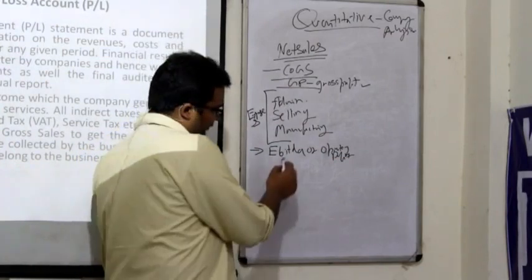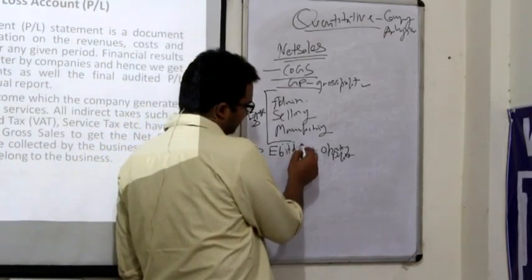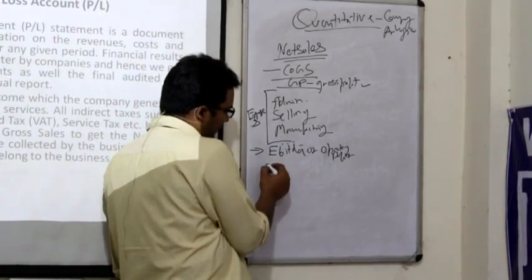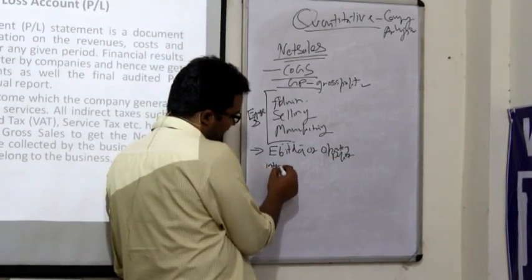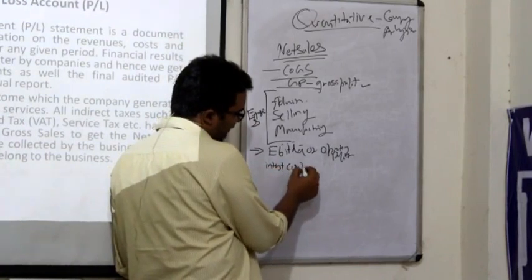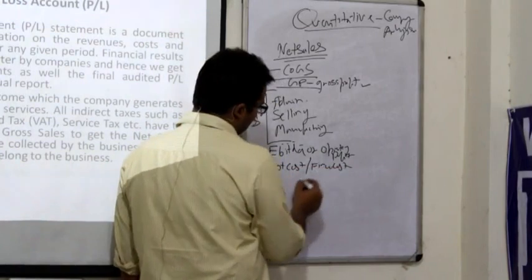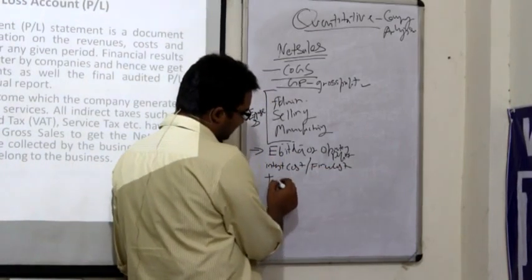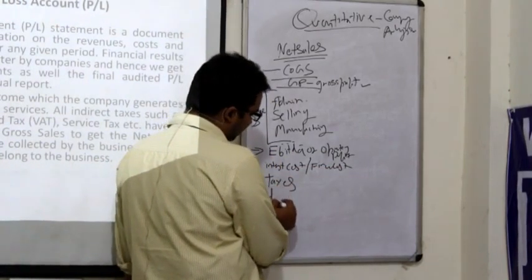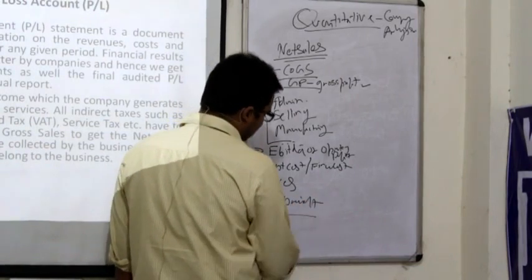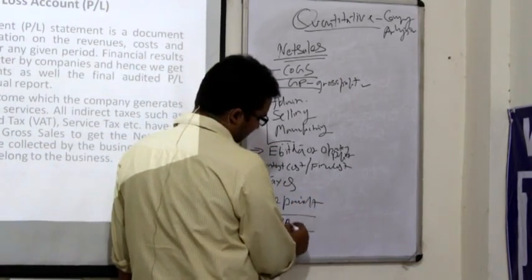EBITDA is basically earnings before interest, tax, depreciation and amortization. So we will deduct all these items now. We will deduct the interest cost, or the finance cost. Then we will deduct the taxes, we will deduct the depreciation, and we will get the profit after tax.